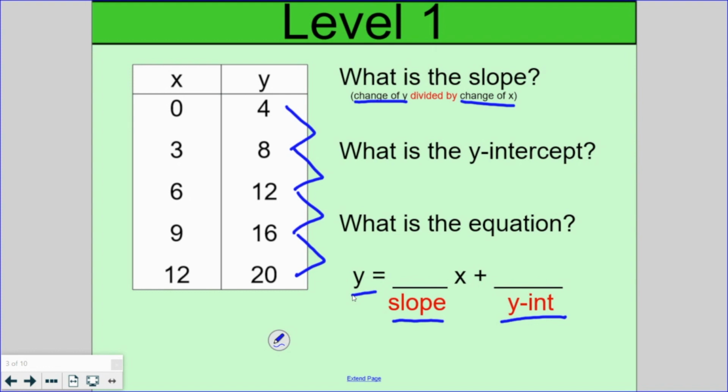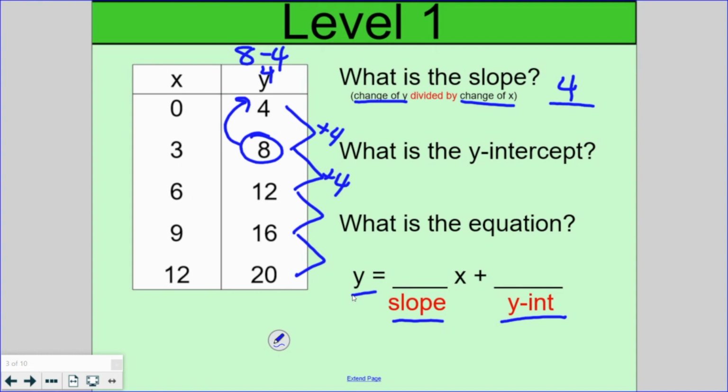Remember, we can take any number in the column and subtract the number above. So 8 minus 4 is 4. Are we adding 4 every time? And if you'll notice, that is our pattern. And so our slope is the change in y, which we figured out was 4.